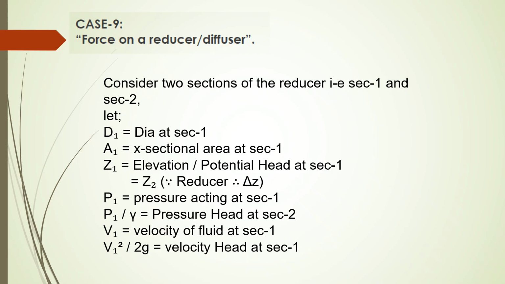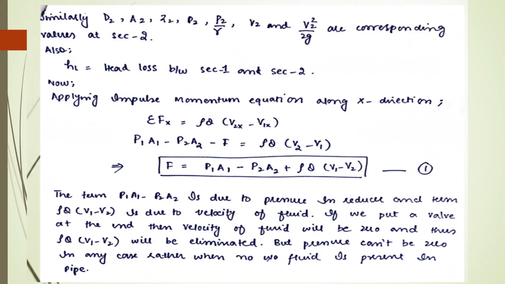So if we want to find out the force on a reducer or diffuser, we can define the parameters as D1 the diameter, A1 the cross sectional area, Z1 the elevation, P1 the pressure acting in section 1, P1 over gamma is the pressure head, V1 is the velocity, and V1 square over 2g is the velocity head at section 1. If we need to define the parameters for cross section 2, the same are there. HL will be the head loss between section 1 and section 2.